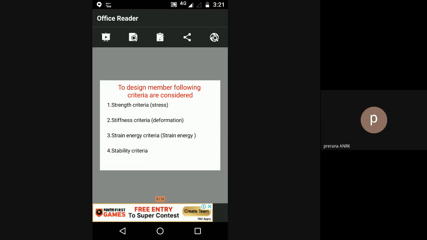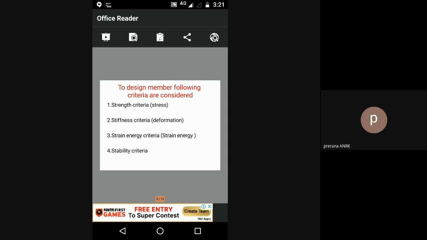Suppose, for example, the member is a bar. Do you know what is meant by the bar? The bar is a member which is subjected to axial load. That is called a bar. Okay, the next one is the beam. Beam is the member which is subjected to the transverse load. The shaft is a member which is subjected to the twisting moment.